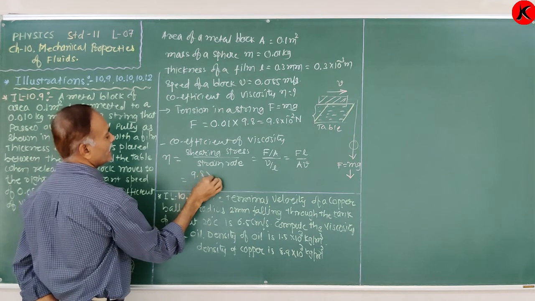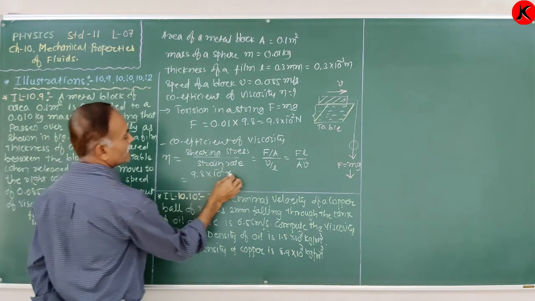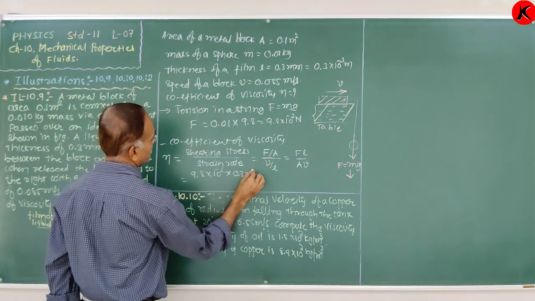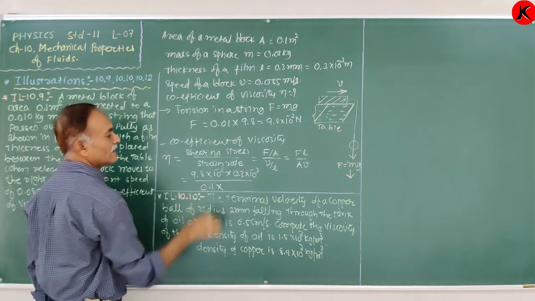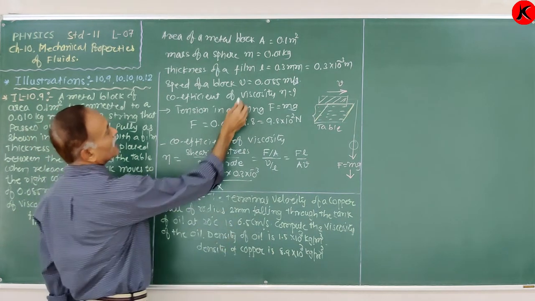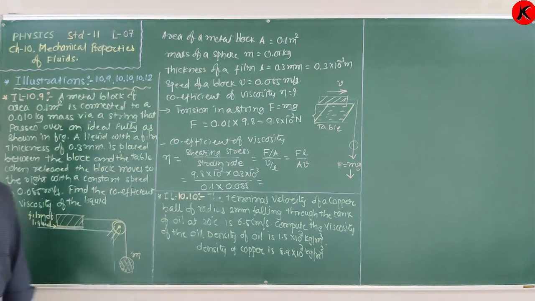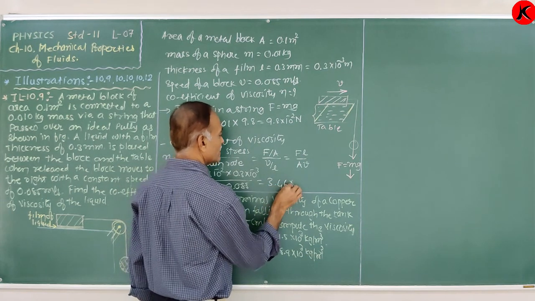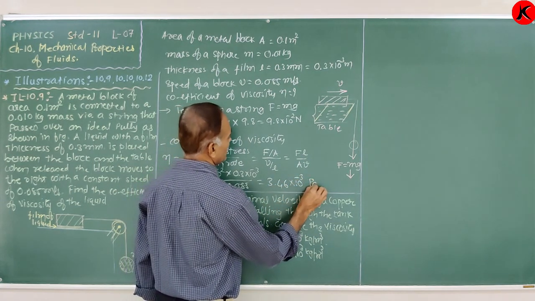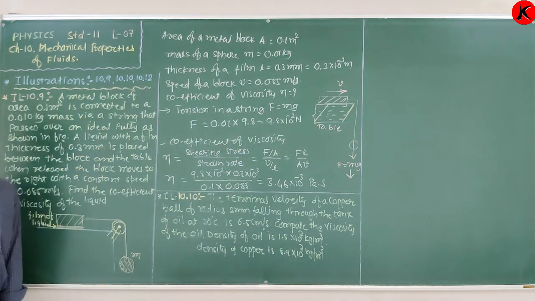F can already be obtained: 9.8 into 10 to the power minus 2. Thickness of the layer L is 0.3 into 10 to the power minus 3, upon area A, which is given as 0.1, and speed of the block is 0.085. As we simplify it, we obtain 3.46 into 10 to the power minus 3 Pascal second. That is the value of the coefficient of viscosity of the given liquid.